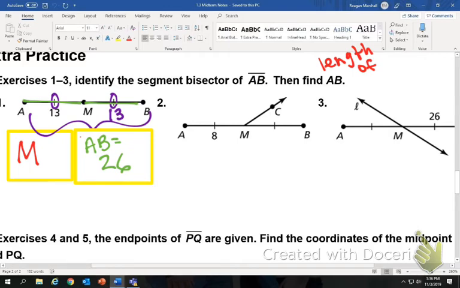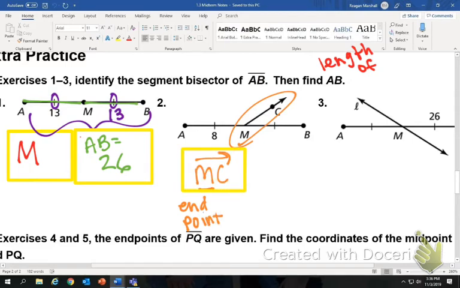Number 2, segment bisector is what cuts the line in half. It's not just a point this time. This is a ray. It has a starting point, and then it goes infinitely in another direction. Again, the reason it doesn't have a dot is because there are two lines intersecting. So you'd say MC. You cannot name it any other way besides MC because your endpoint needs to be named first. So MC is a segment bisector. And then AB, if this half is 8, then this half is also 8. 8 plus 8 is 16.